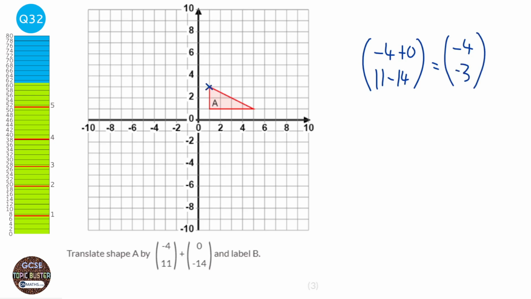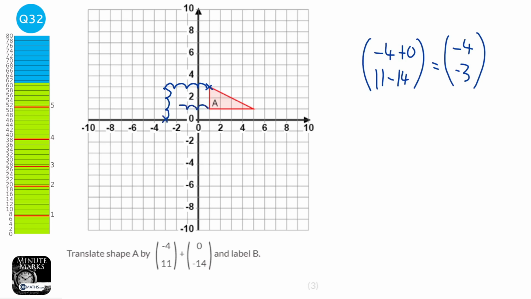Then I'm going to pick a point on my shape. The top one tells us how far right we're going. So we know we're going 4 to the left because it's obviously a negative. So we're going to go 1, 2, 3, 4. The bottom one tells us how far up we're going. Well, it's going to be down because it's a minus 3. So 1, 2, 3.